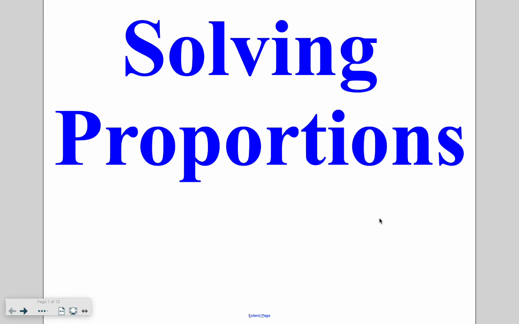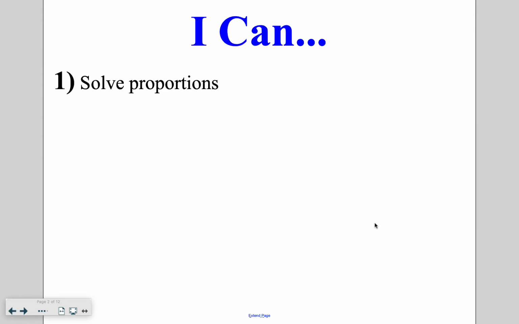Hello class, and welcome to today's algebra lesson, which is about solving proportions. The goal of today's lesson is to be able to solve proportions.